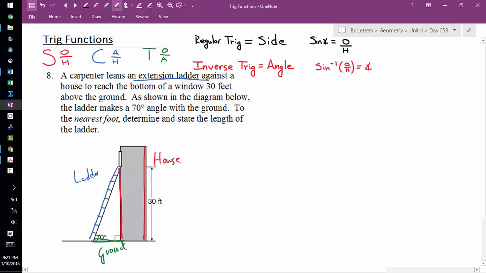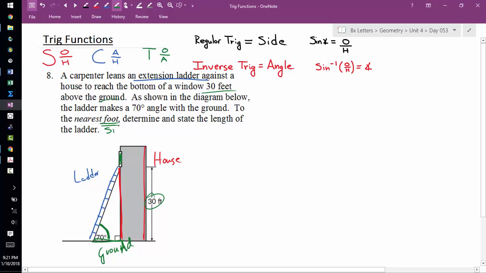And if I keep on reading, it says it's got to reach some window. Great. And it tells me it's 30 feet. I got that. And yep, there's the ground. So it says, shown in the diagram below, the ladder makes a 70-degree angle. Awesome, we have that. And then they say to the nearest foot.